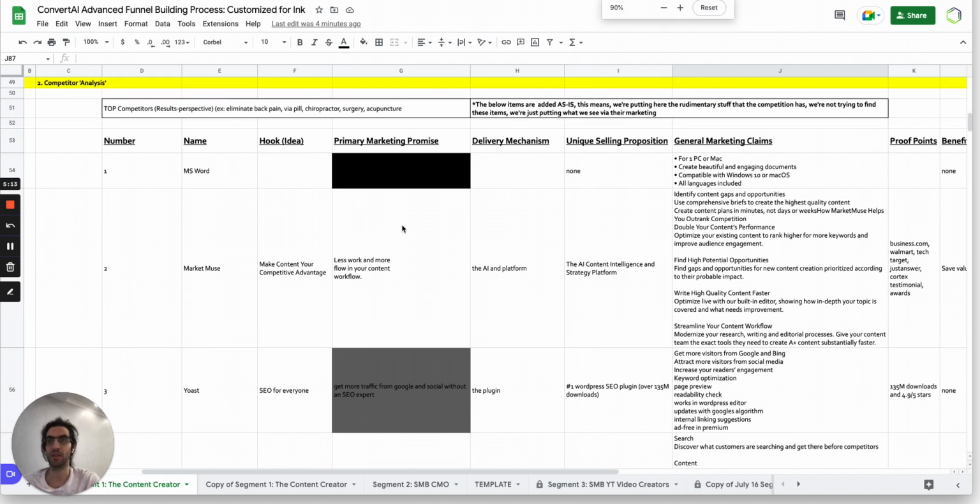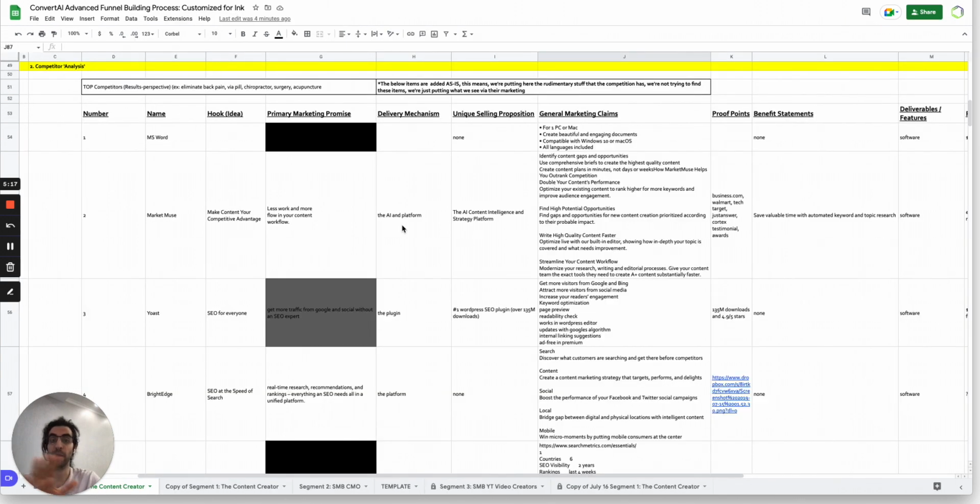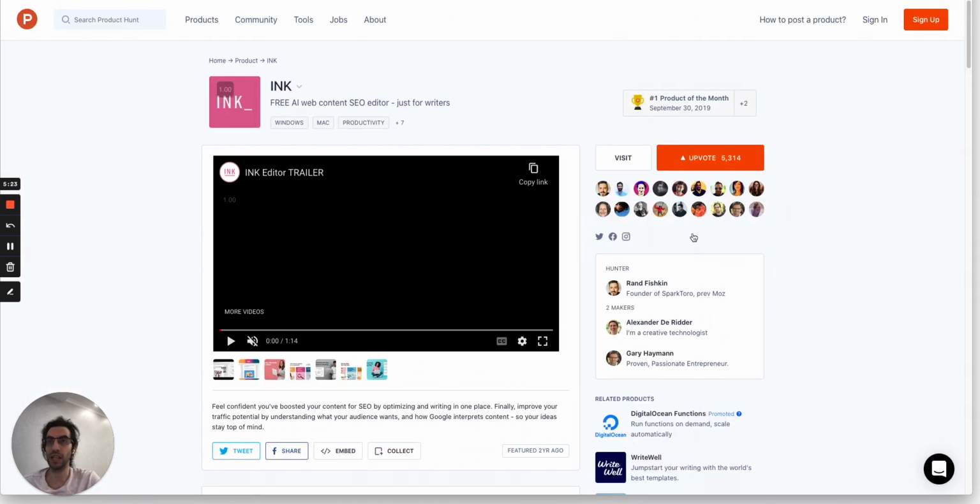So let's zoom out a slight bit here. So you should have gained the information. And by the way, this is an example from my customer, and this is a product called Ink. From the work that I did for them, they won product of the day, product of the week, and product of the month on their Product Hunt launch back in 2019. This is when they launched, and this is just a good example I'd like to show.